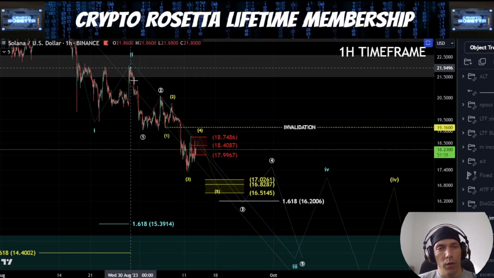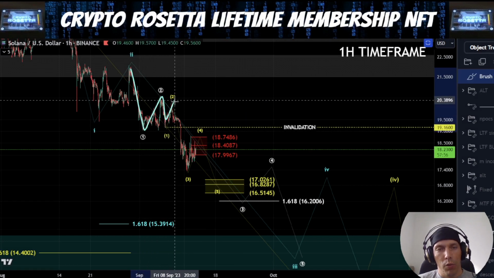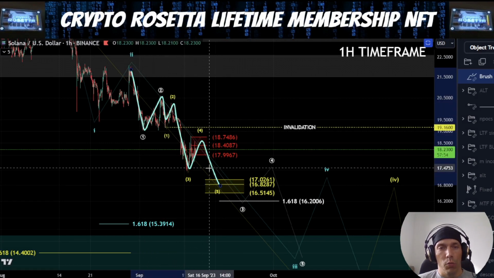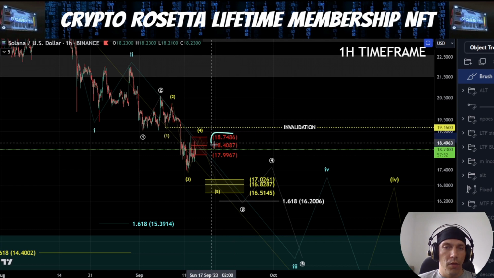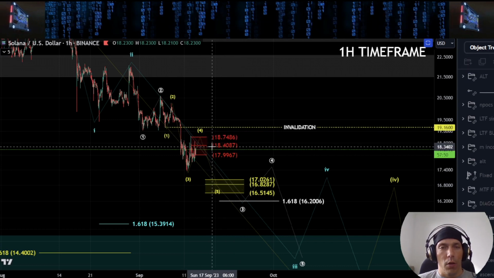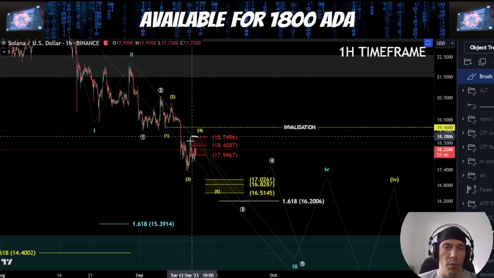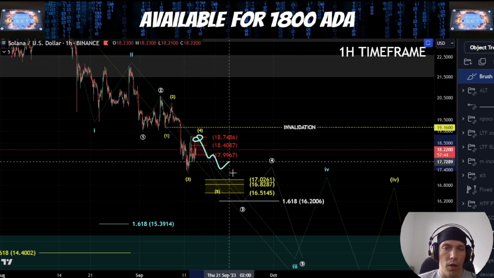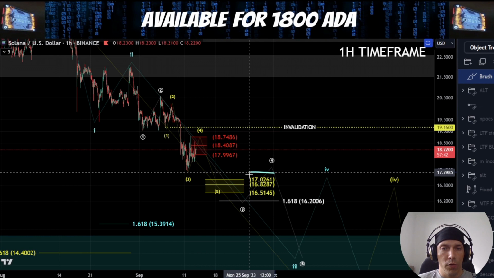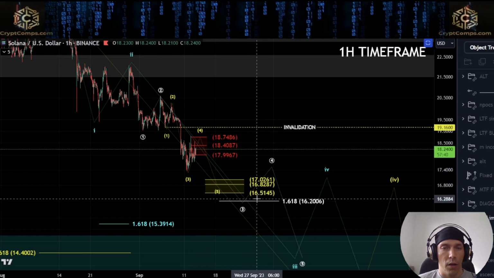Now, within the white count here, we'd have another 1, 2. This would be 1, 2, 3, 4. And then what we'd be saying is that 1874 is going to be our higher line in the sand here for this wave 4. If we remain below this level, we could start to see another 5-wave move develop towards this 1702 to the 1651.